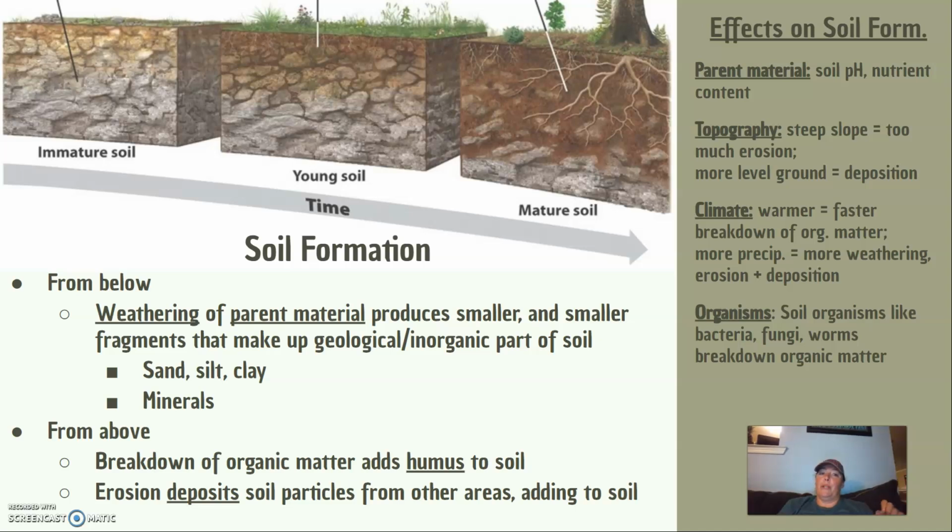Things that impact soil formation are the parent material. So the parent material impacts the pH of the soil and the nutrient content. So, for example, if the soil formed mostly from a large shale deposit, that's going to impact the quality of that soil and the nutrients you find there, as compared to a limestone type of rock. That's going to create a very calcium rich soil. So, depending on the type of parent material, that's going to impact the type of soil that forms.